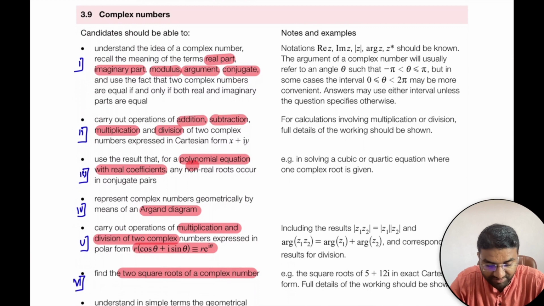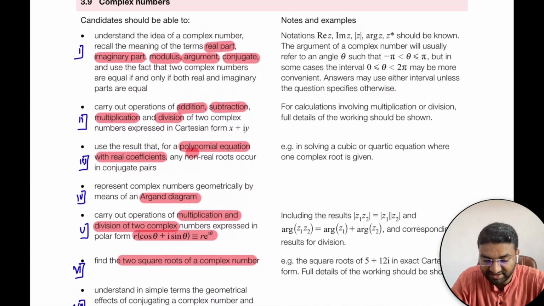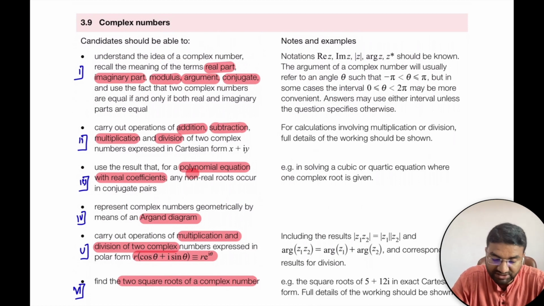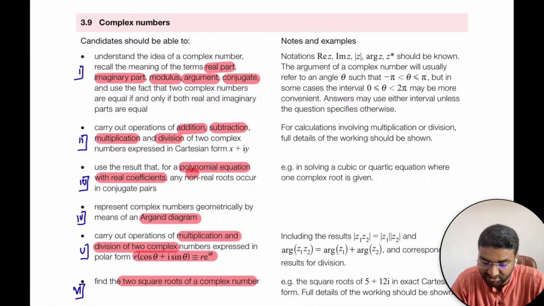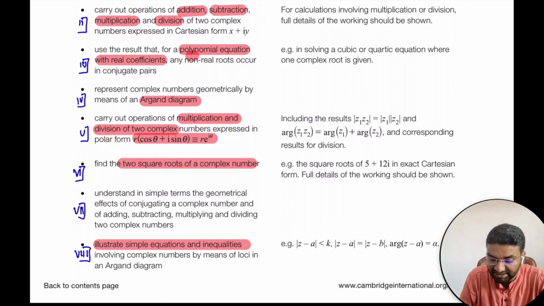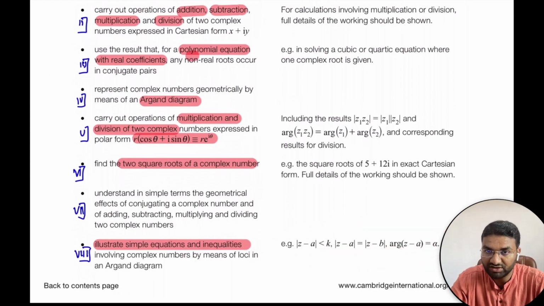We have a 9th topic, that is complex number, and in the complex number you have 8 different topics: real part, imaginary part, modulus, argument, conjugate. Then we have addition, subtraction, multiplication, division for complex number, polynomial equation, then Argand diagrams, then multiplication and division of 2 complex numbers, which we have to arrange in the form of exponential function. Then square root of a complex number, then illustrating simple equation and inequality is also there, example here it is given. So this is all about the P3.